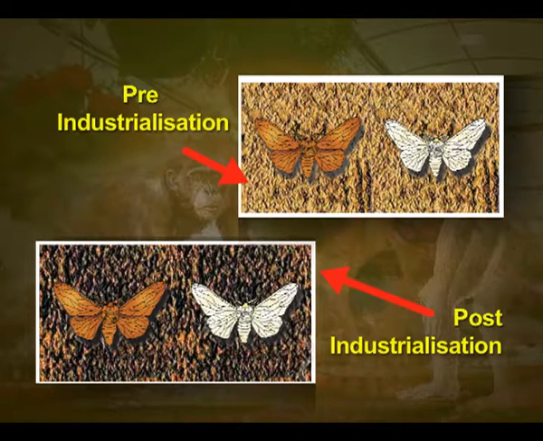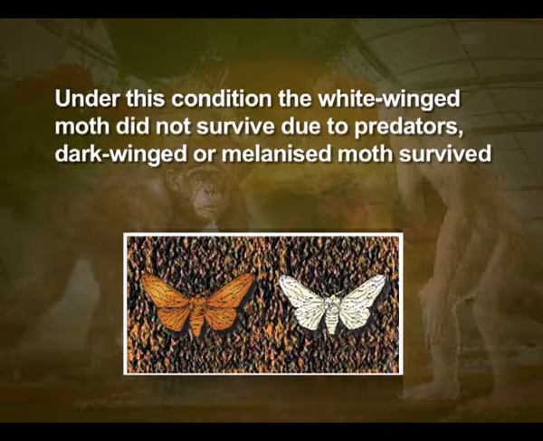The explanation put forth for this observation was that predators will spot a moth against a contrasting background. During the post-industrialization period, the trunk became dark due to industrial smoke and soot. Under this condition, the white-winged moth did not survive due to predators. Dark-winged or melanized moth survived.